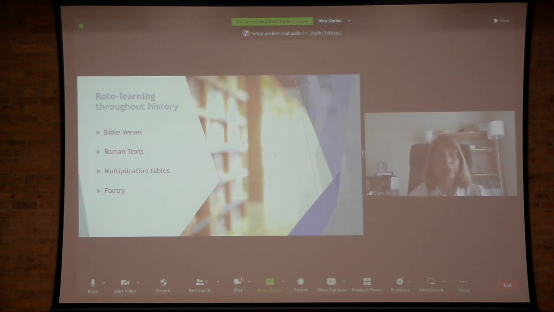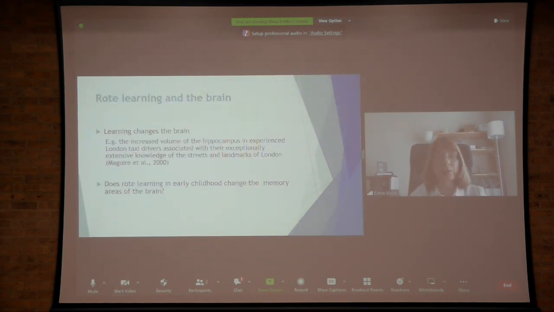We know from a lot of research now that learning changes the brain. One of the most striking examples of this is the finding that there is increased volume of the hippocampus in experienced London taxi drivers, which is associated with extensive knowledge of London streets. So does memorizing things in childhood change the brain? We don't know that yet.